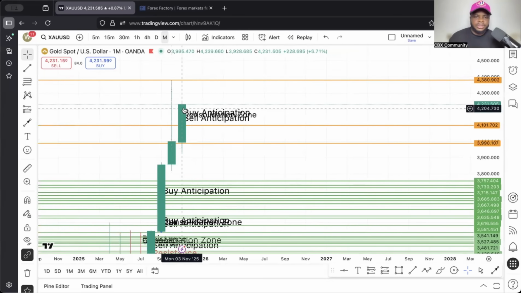This candle is yet to close since it's the month chart. It's left with about 15 days for this candle to close. Looking at the formation of this bullish candle, there's a high probability that it can continue to go up to fill this gap over here to get to the all-time high. So let's look at the daily.